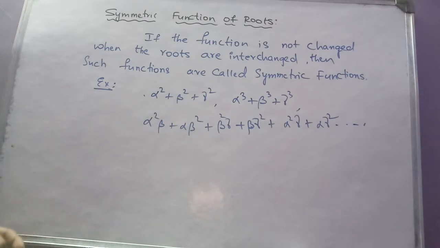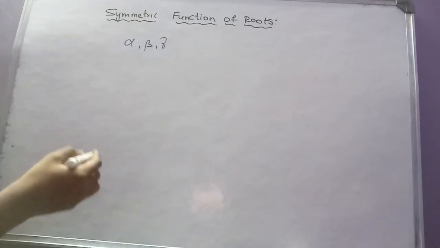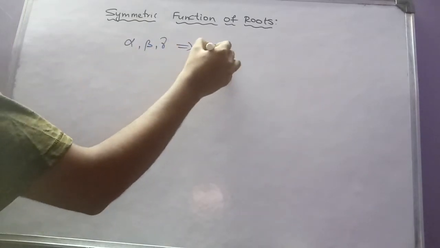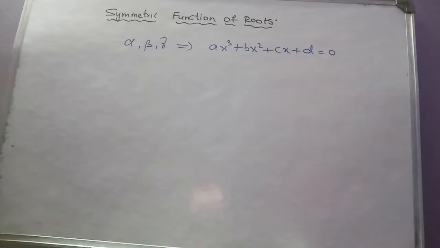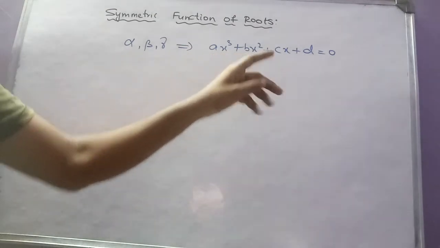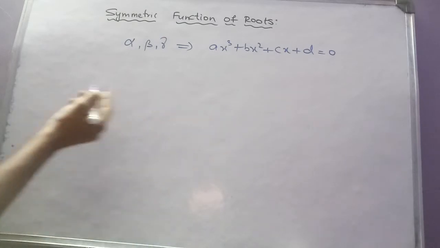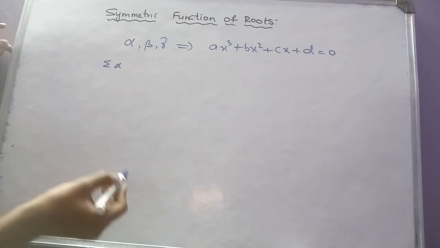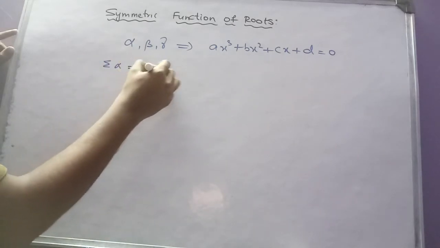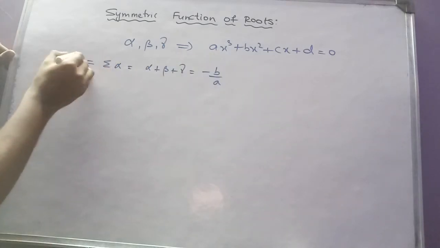So let us start deriving all this. Let us consider alpha, beta, gamma, which are the roots of the cubic equation ax cube plus bx square plus cx plus d equal to 0, where a is not equal to 0 and the coefficients are real numbers. Let us assume that alpha, beta, gamma are the roots of this equation. Then we already know, as we have discussed, that sigma alpha means alpha plus beta plus gamma, which is equal to minus b by a. And I told you that this will be considered as S1.